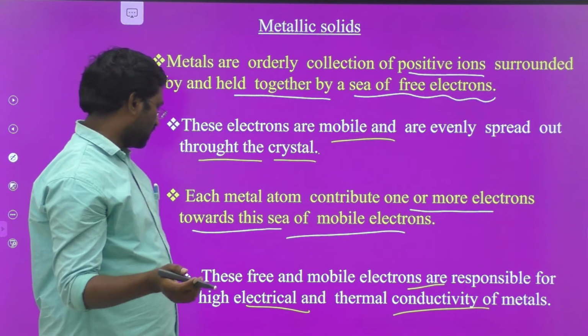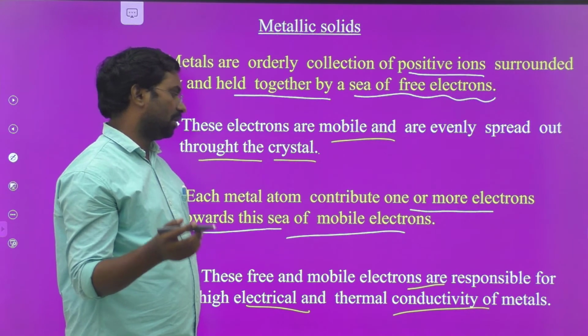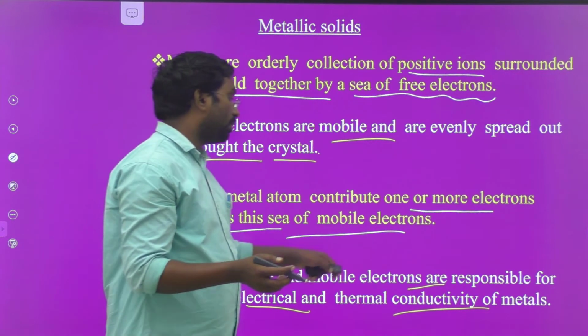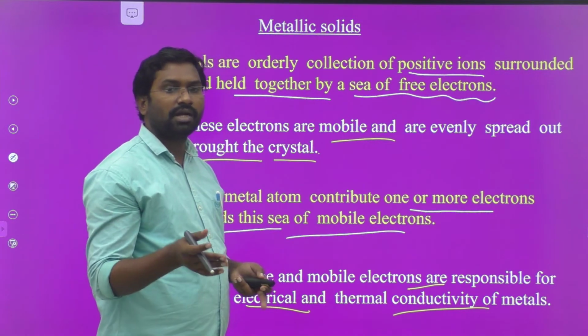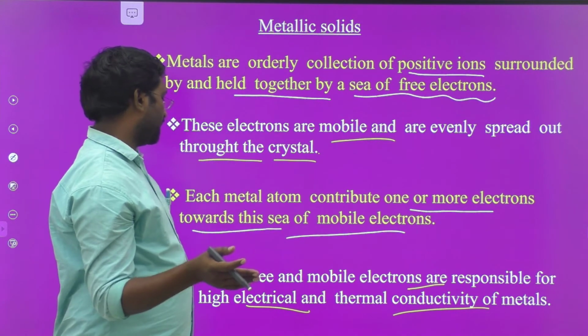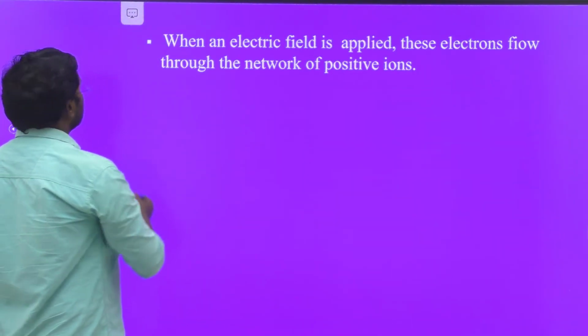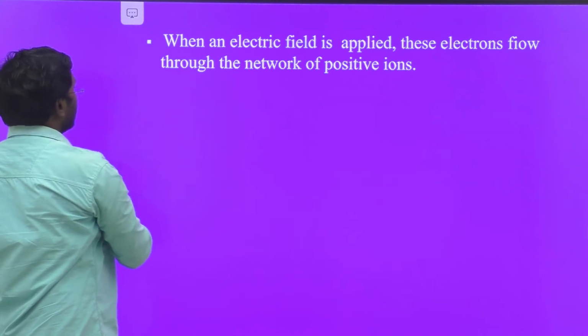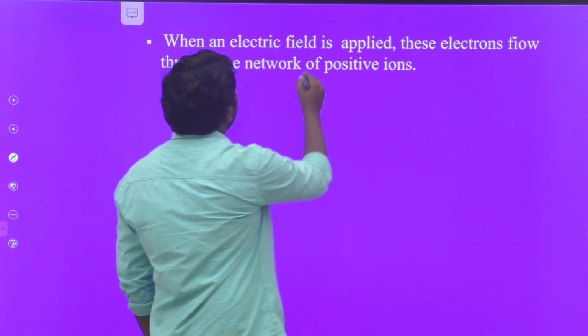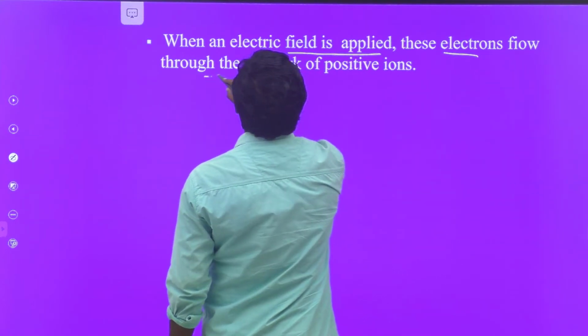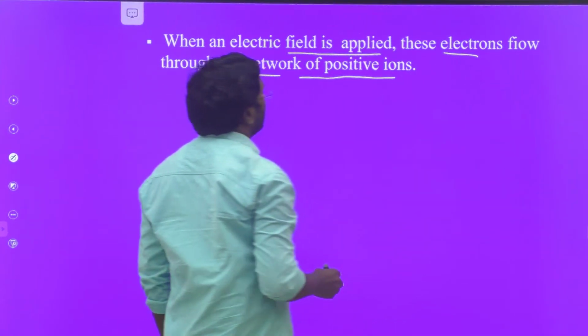So in general, metals have high electrical and thermal conductivity based on the free movement of electrons. Our next important point regarding metallic solids is that when an electrical field is applied, these electrons flow through the network of positive ions.